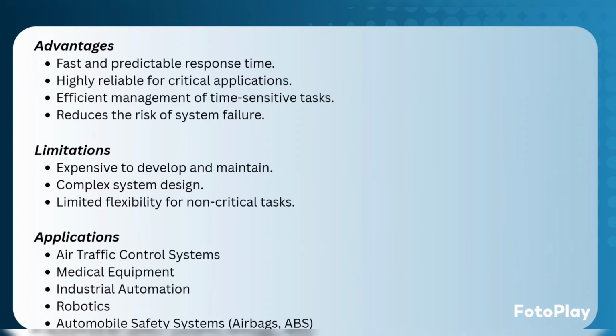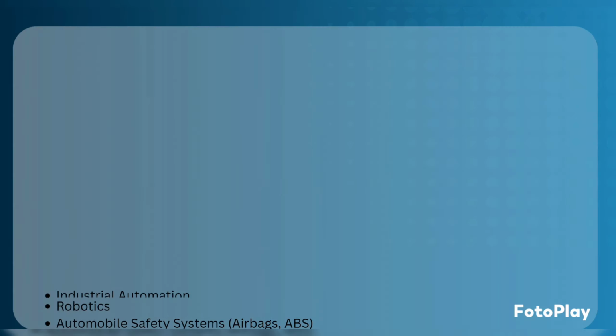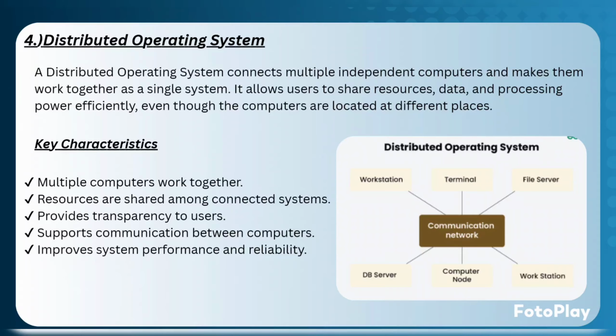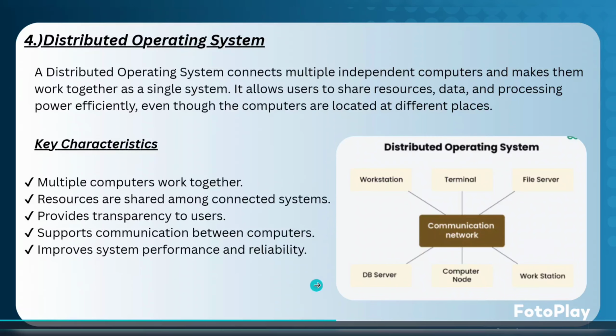Now let's move to our next topic, which is distributed operating system. This operating system connects multiple independent computers and makes them work together like a single computer. Although there are many computers involved, the user feels as if they are using only one system. As you can see in the diagram, communication network, workstation, terminal, file server, TV server, etc. are all connected in the same network.